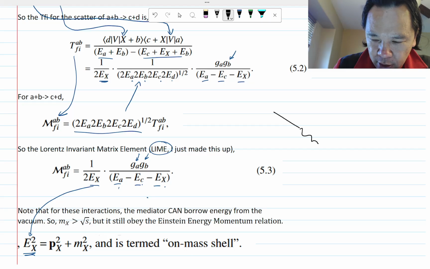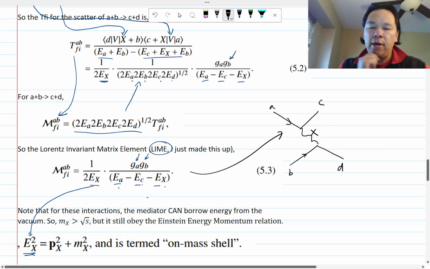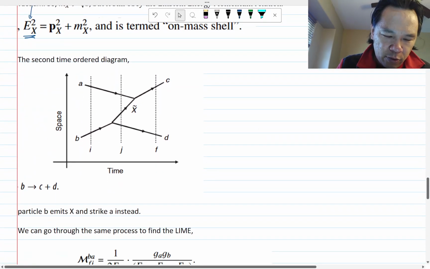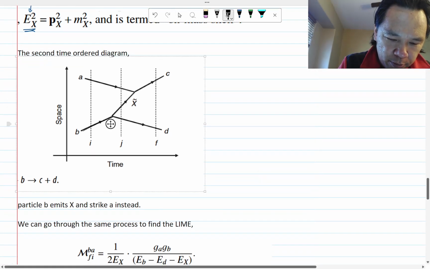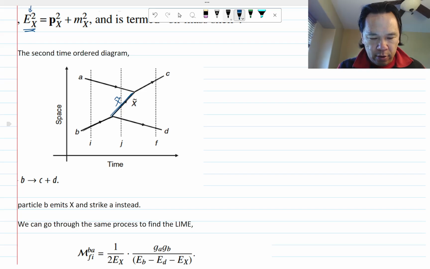I'm going to write the squiggly line because it just makes it easier to see when I'm writing it, shooting off some particle X, and then we have particle B scattering off that. So that's this diagram. The second time-ordered diagram is where particle B is the one that fires off the X, well, we're going to call it X tilde just in case they are different particles, and strikes A, and then they go off into new momentum C and D.